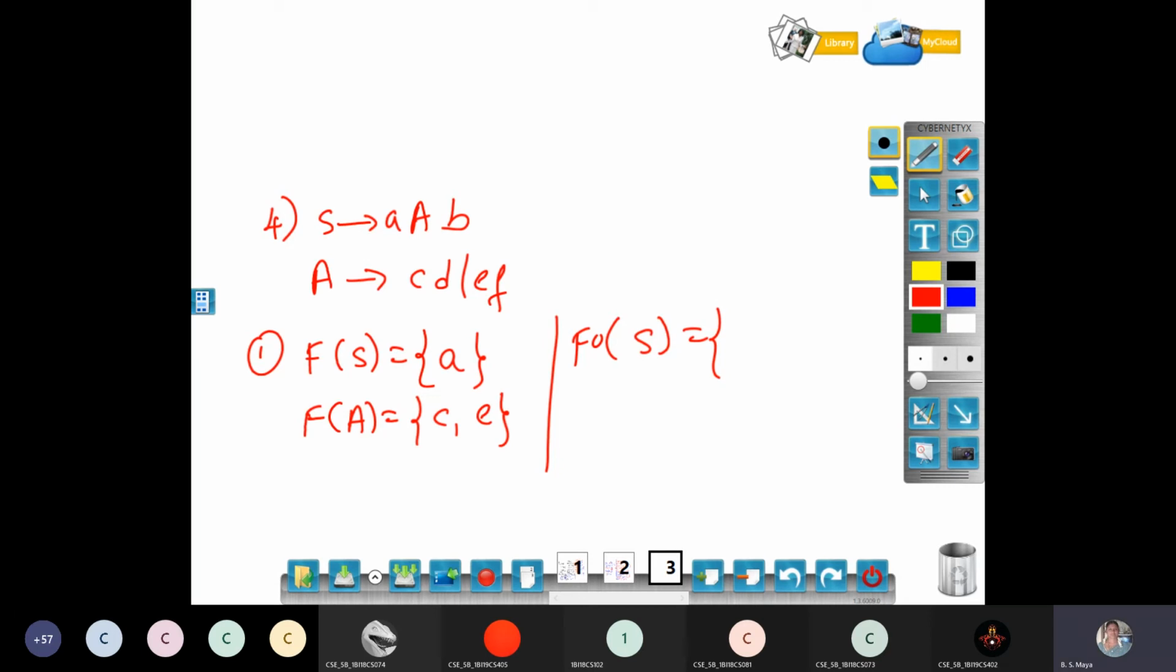Follow set of S. Dollar symbol. Why is it putting the dollar symbol? Because of the start production. As per rule number one, which one is the start production? I have to write the dollar symbol. After the dollar symbol, you have to search in the right-hand side. S is there. S is there. No, ma'am. And only one production, I will end it.